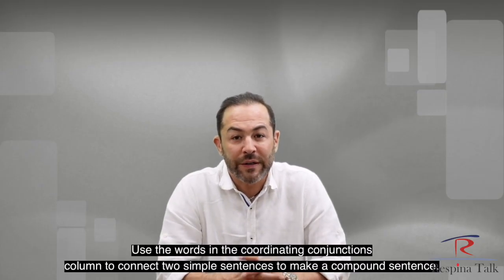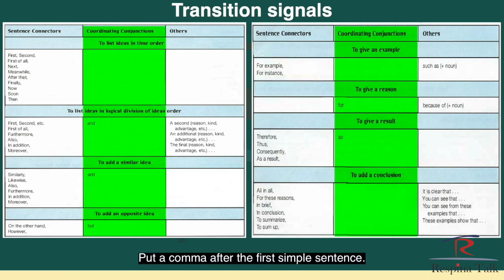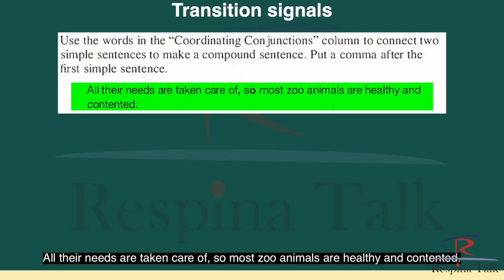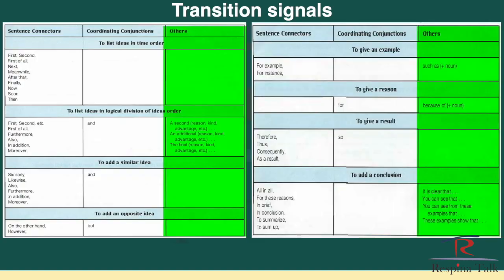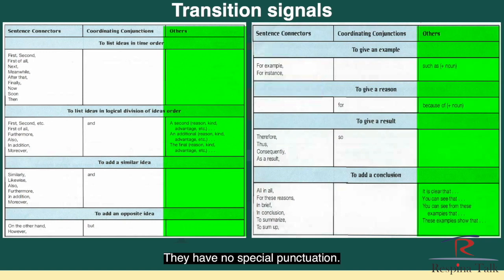Use the words in the coordinating conjunctions column to connect two simple sentences to make a compound sentence. Put a comma after the first simple sentence. Look at this example. All their needs are taken care of, so most zoo animals are healthy and contented. The words in the others column are adjectives and prepositions. They have no special punctuation.